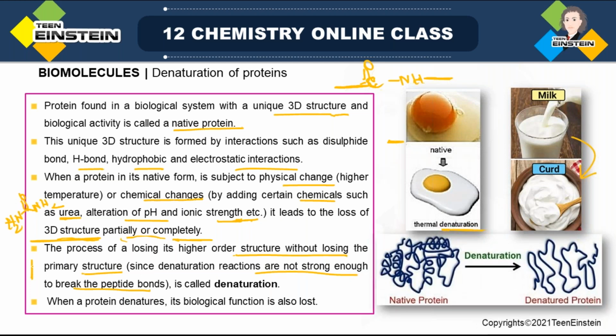And in a simple picture, you can consider this. This is native protein. There is some specific uniqueness in the structure. This is denatured protein. And when it is denatured, biological function will be completely lost, because biological function is related to the unique three-dimensional structure. But if that uniqueness is already lost, obviously biological function will also be affected. Okay.